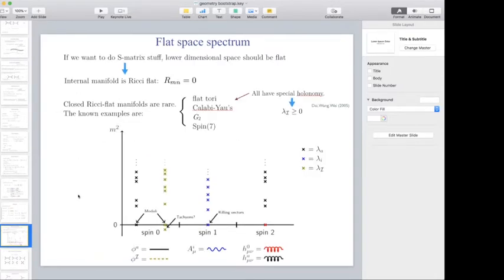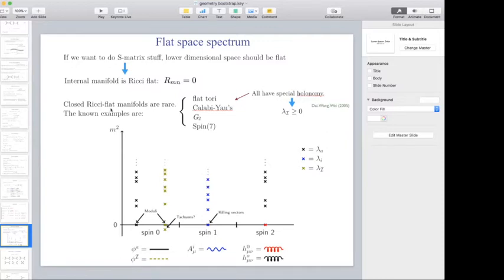Okay, so here's the case now if we want to do amplitude stuff, which we're interested in. So we want to have an S-matrix in lower dimensions. So we want to compactify to a flat lower dimensional space. So that means the internal space should be some Ricci-flat internal manifold. So when we're talking about amplitudes, we'll have this Ricci flatness condition, but then eventually when we get to the bootstrap, we'll relax this and consider curved internal manifolds.